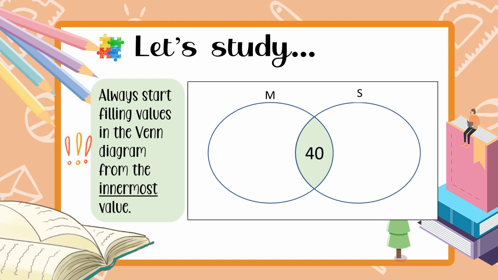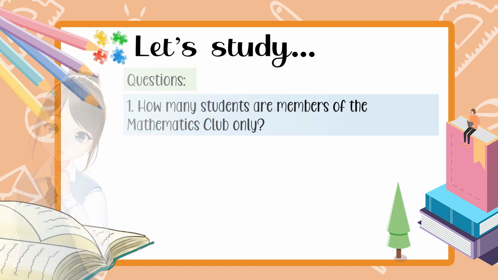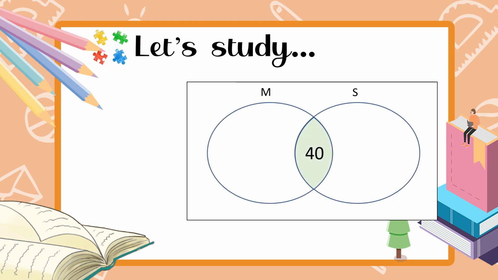Now, for us to be able to complete the details of this Venn diagram, sasagot ulit tayo ng questions. For the first question, how many students are members of the Mathematics Club only? So, wala siyang ibang club na sinasalihan. Now, tingnan natin kung ilan. So, this is our Venn diagram. This part of the Venn diagram is the Mathematics Club.